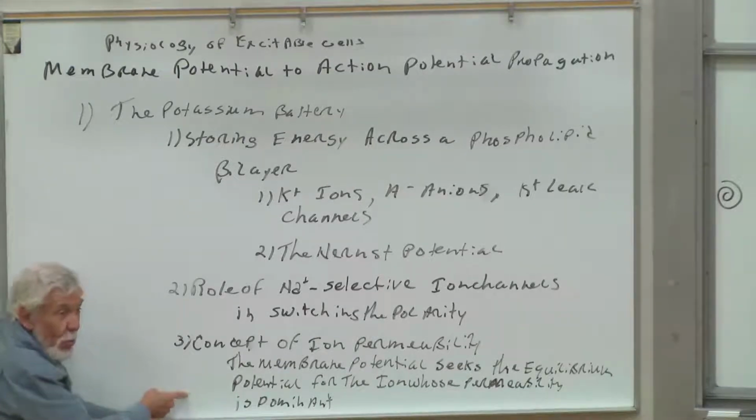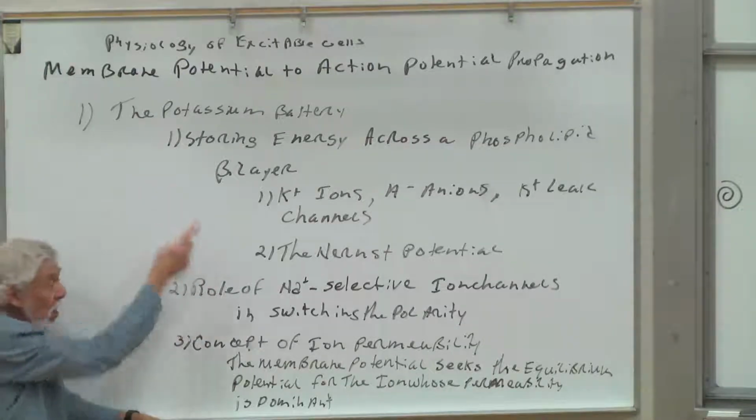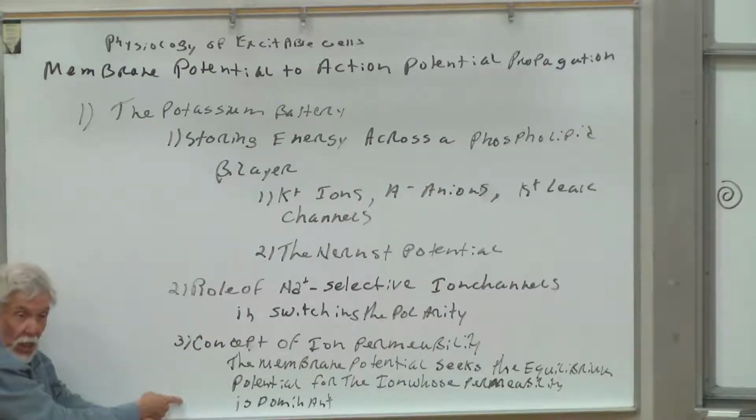Now, that sounds like a mouthful, but it's a good mantra to hold on to, because it says that if the dominant permeability is to potassium, which we see at rest, the membrane potential is going to be close to the equilibrium potential for potassium. If, on the other hand, we start opening sodium channels, then the predominant permeability will be to sodium. And now the membrane potential will seek the equilibrium potential for sodium.